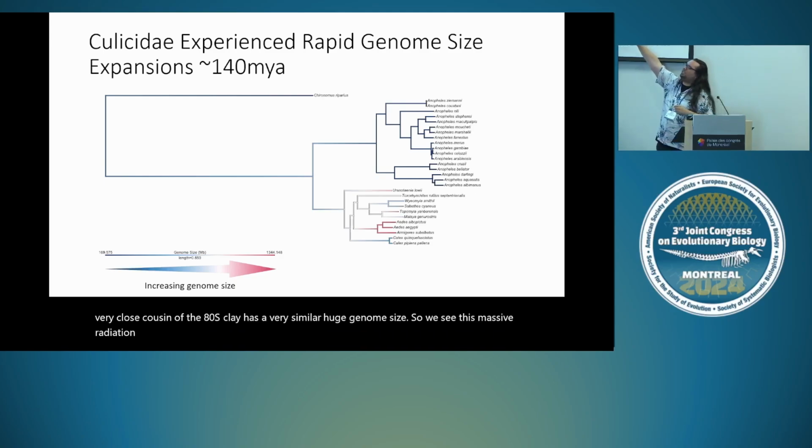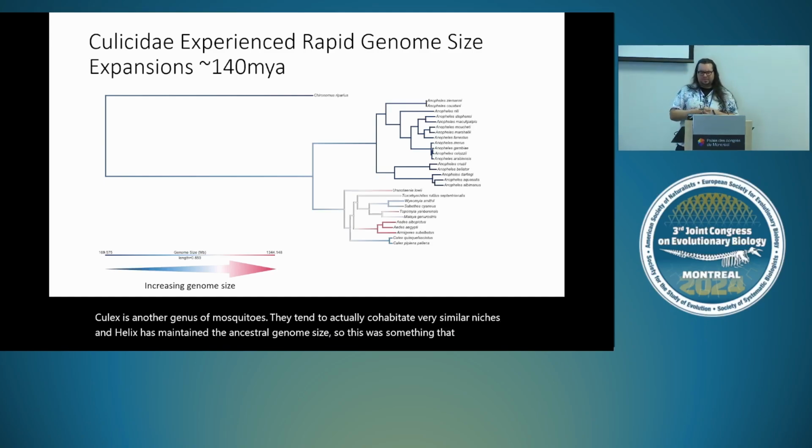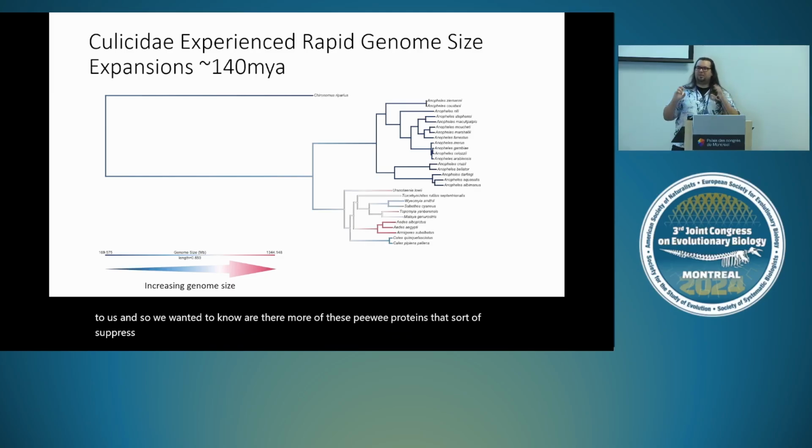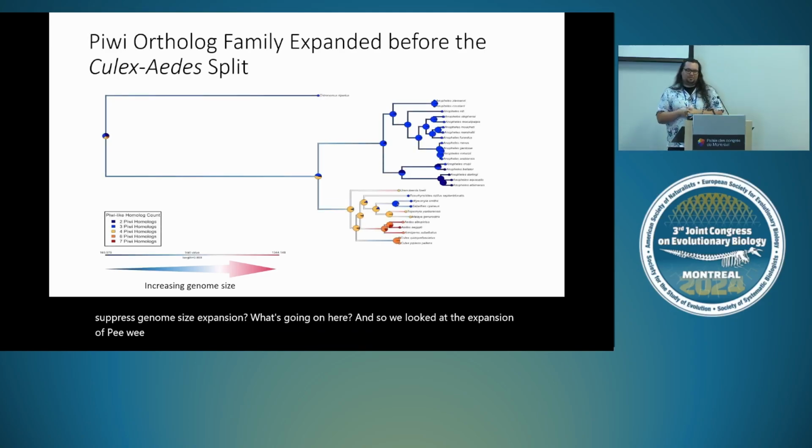However, we also see Culex. Culex is another genus of mosquitoes. They tend to cohabitate very similar niches, and Culex has maintained the ancestral genome size. So this was something that was curious to us. And so we wanted to know, are there more of these Peewee proteins that suppress genome size expansion? What's going on here? And so we looked at the expansion of Peewee orthologs in mosquitoes.